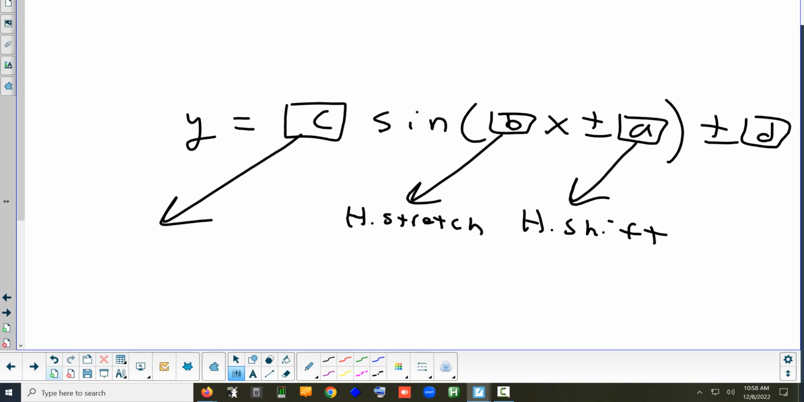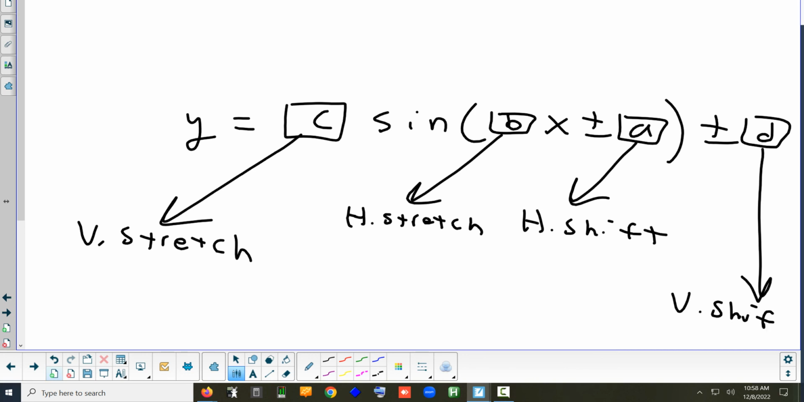Okay, now we are outside the parentheses. What does multiplying by a number in front do? There's your vertical stretch. There's nothing backwards about that. The bigger you make the number, the bigger you make the stretch. What if C is negative? That's a vertical reflection, which means over the x-axis. And D, adding or subtracting outside the parentheses. That's a vertical shift. And for that one, positive would move you up, negative is down.